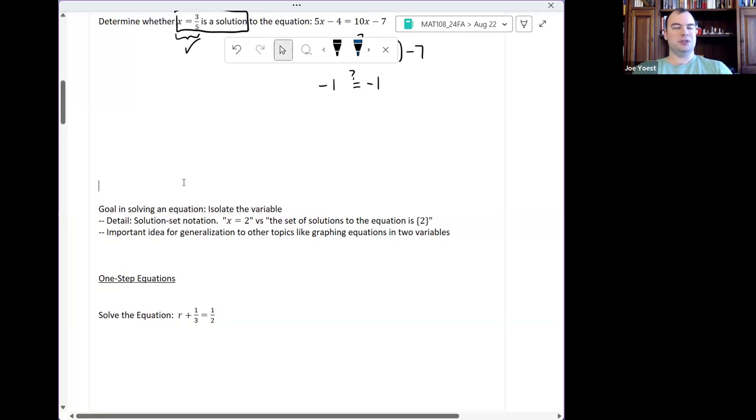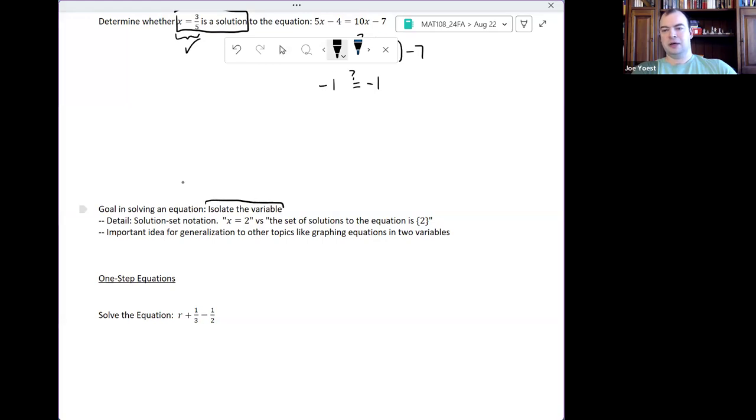So what's our goal in solving an equation? Roughly speaking, the goal in solving the equation is to isolate the variable. In other words, to get the variable on one side of the equal sign and all of the other numbers on the other side of the equal sign, and ideally we should simplify all of those numbers.